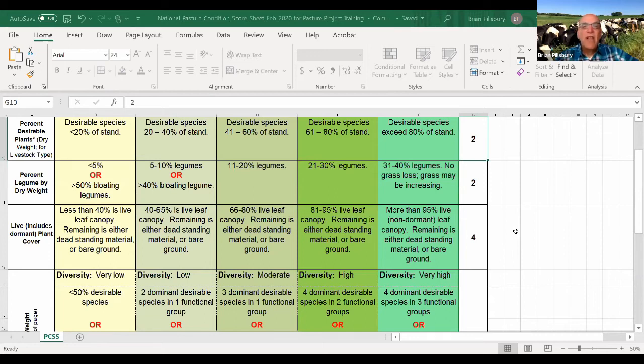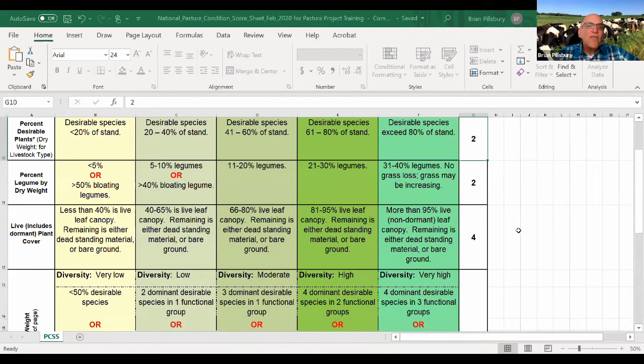80% living leaf area. It also includes dormant leaves. So if you're out there in the fall, in November, and everything's turned brown, well, those are dormant plants. So you want those to be there as percent cover. It's not just live, it also includes dormant. If you're out there in the growing season and everything's dead, then you can't count that as live plant cover.